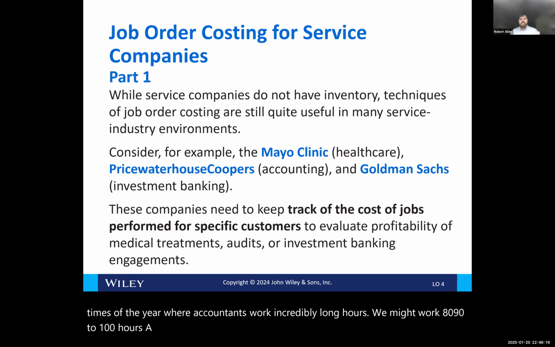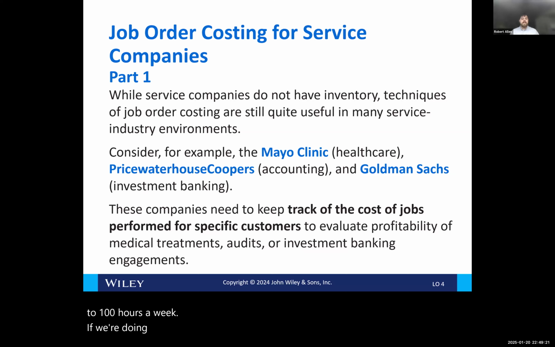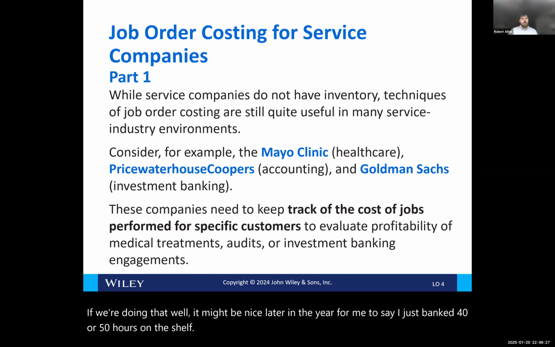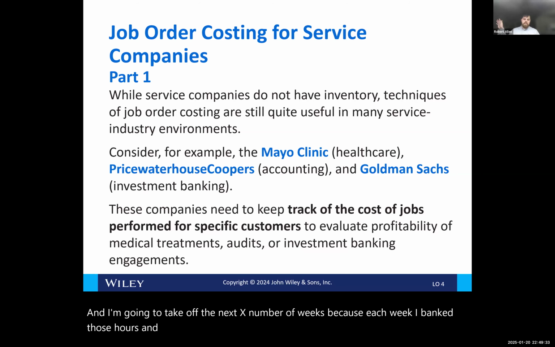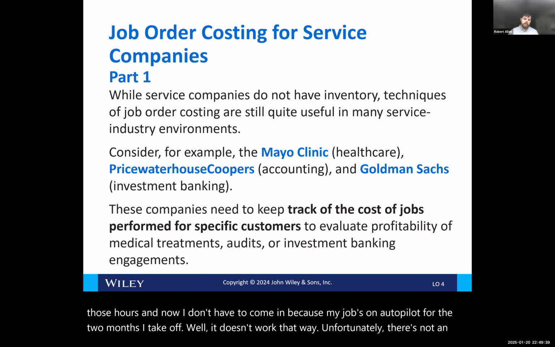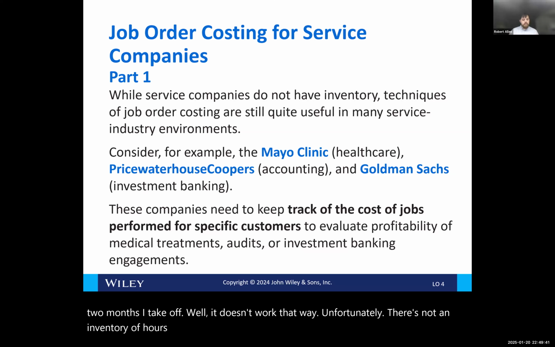If we're doing that, well, it might be nice later in the year for me to say, well, I just banked 40 or 50 hours on the shelf, and I'm going to take off the next X number of weeks, because each week I banked those hours, and now I don't have to come in because my job's on autopilot for the 2 months I take off. Well, it doesn't work that way, unfortunately. There's not an inventory of hours, right? The work has to be done when it comes in. I can't pre-do work that doesn't exist.